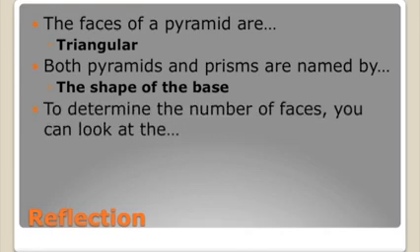And to determine the number of faces, you can look at the base. Again, by looking at the base, you should be able to tell right away how many faces the prism or pyramid has. If the pyramid or prism has a base that has 3 sides, if it's a triangle, then you should be able to tell that the number of faces will be 3. If the base is an octagon, well, an octagon has 8 sides, therefore that prism or pyramid would have 8 faces.